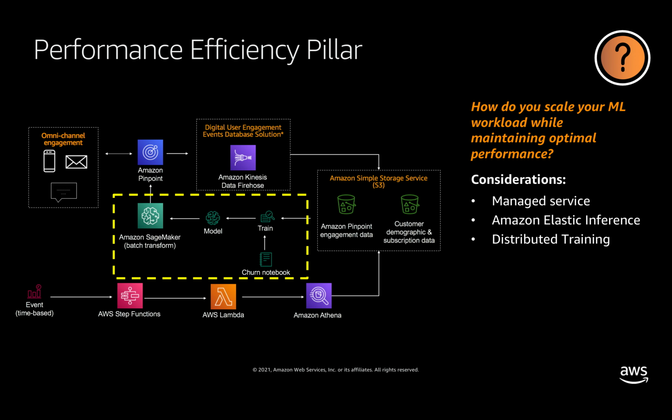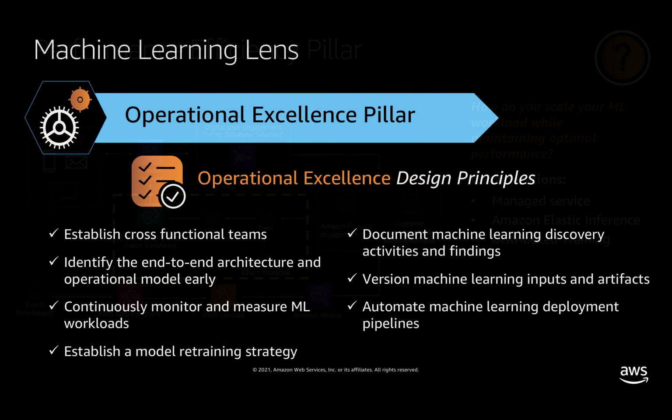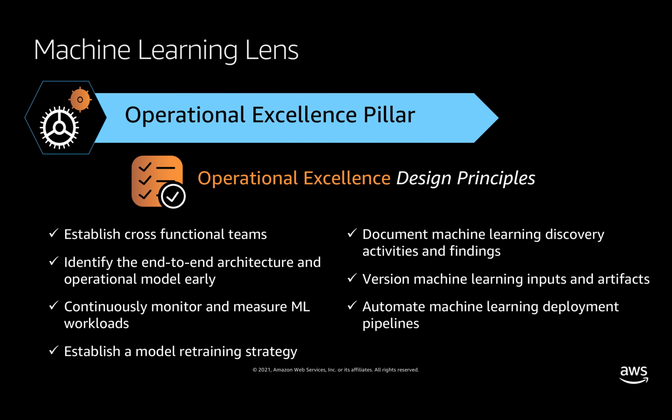All right, let's move on to operational excellence. In the next few slides, we're going to focus on operational excellence, starting with the design principles. Just as is true for all the pillars of the ML lens, the operational excellence pillar really builds on top of the operational excellence pillar for the broader AWS Well-Architected Framework. In the lens, again, we only focus on the principles that have unique considerations for machine learning workloads.